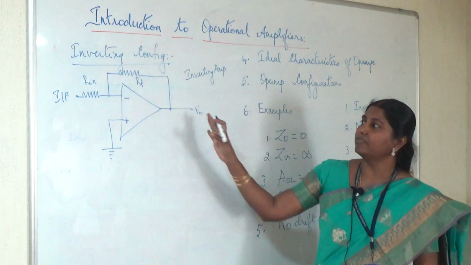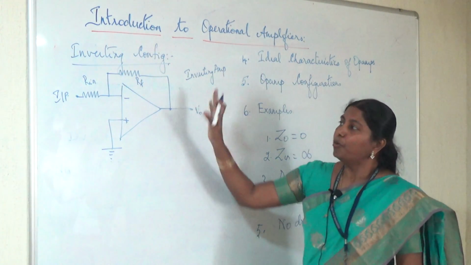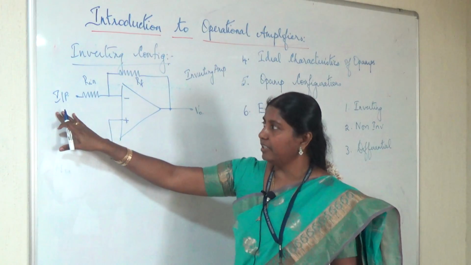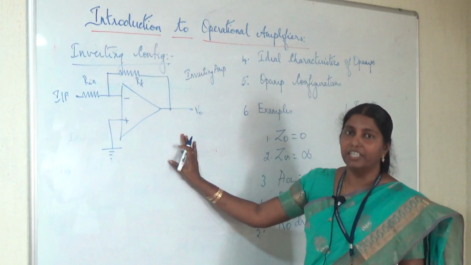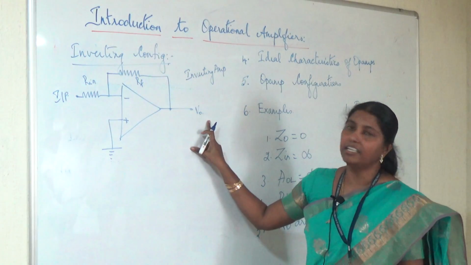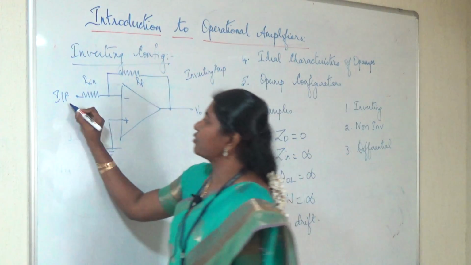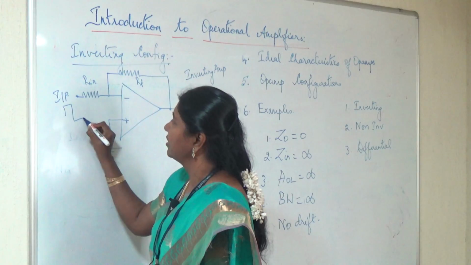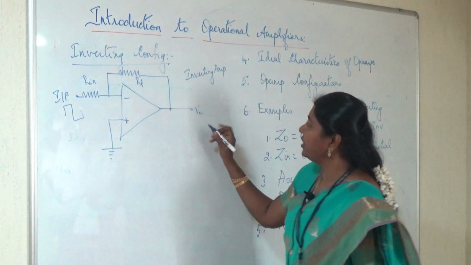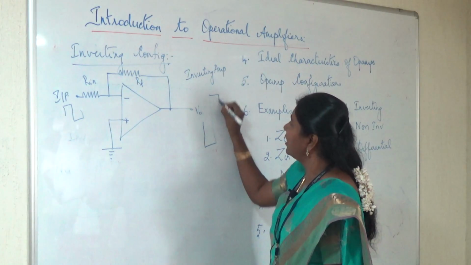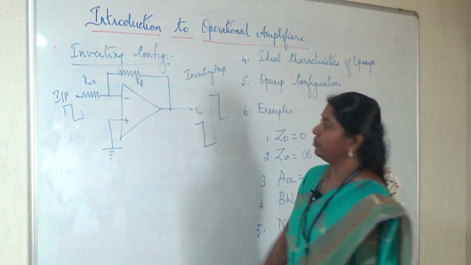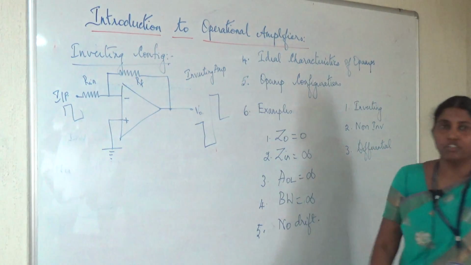The specialty of this inverting configuration is whatever input is fed in, it will be inverted or it will have a phase shift of 180 degrees when it reaches the output. So if I give a square wave like this at the input, it will be inverted as well as amplified and you will get a larger square wave at the output. So this is the inverting configuration.